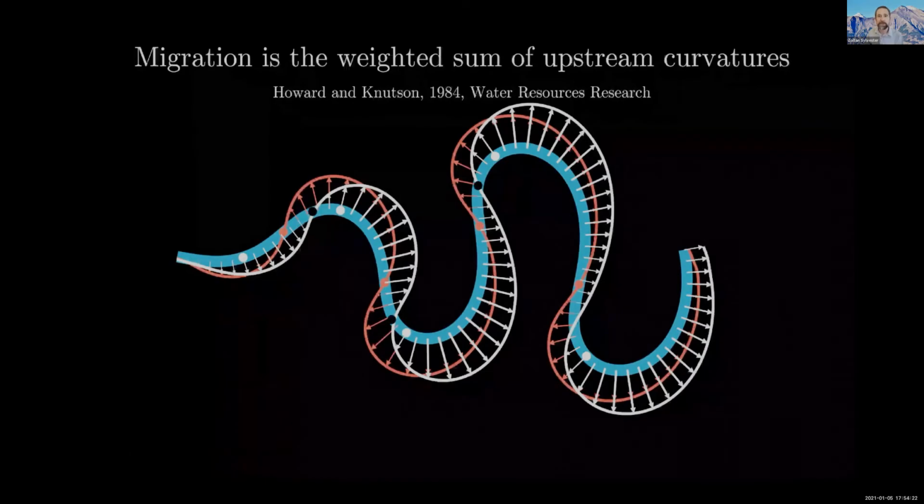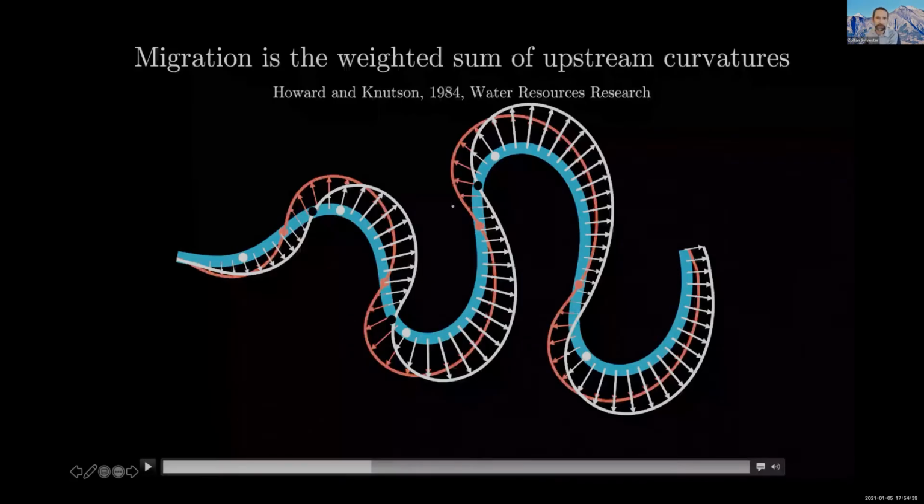where the white line shows the location of the new channel using this model, which is essentially the same as what Howard and Knudsen published in 1984. And if we do this, now we have points of zero migration shown in black here, right, where there's no migration. And these points are distinct from the inflection points and they lie downstream from those.